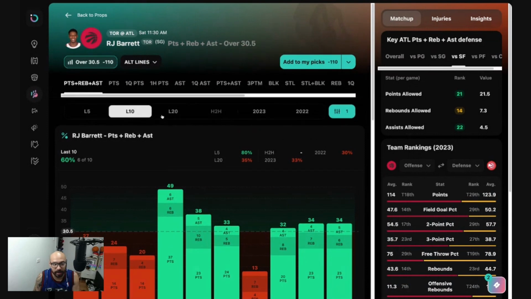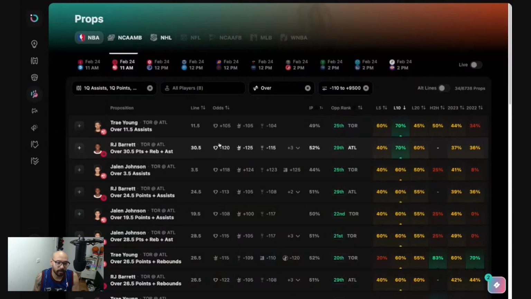So I don't mind this, RJ Barrett over his PRA. Matchup is okay. His form on the road is good. His form over his last 10 is okay. He doesn't have a recent head-to-head matchup since he's joined the Raptors, but despite that, I still don't mind this for RJ Barrett, looking at his PRA.